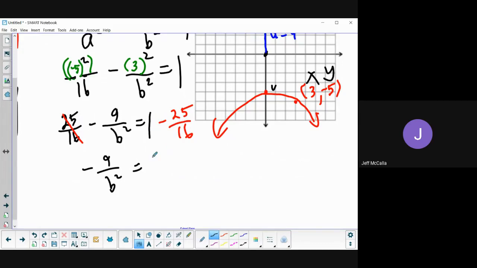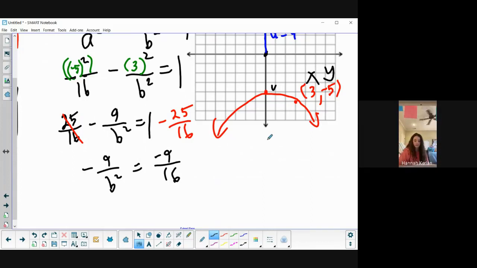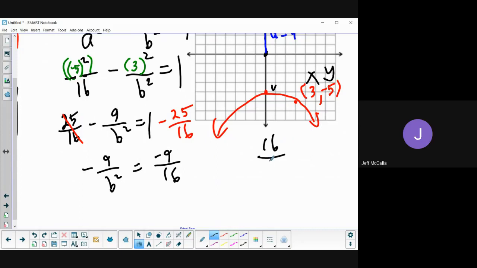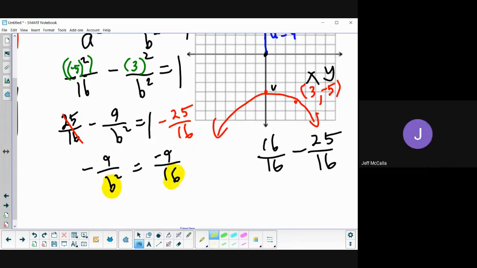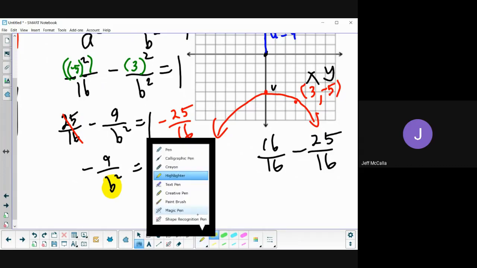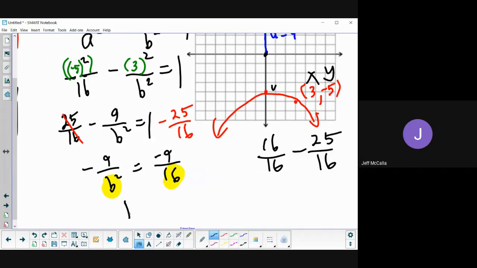So negative 9 over 16, is that right? Yes, I think. 16 16ths minus 25 over 16, just making sure. Okay, so negative 9. You might just know what the answer is now. Do you see the form of this? I don't know if you can see the pattern here. We have negative 9. We could cross multiply this, but there's no need because I have negative 9 in the numerator, basically. B squared equals 16, so I think we can safely say that b equals 4 at this point. Remember, b is always positive for hyperbola, so b equals 4.